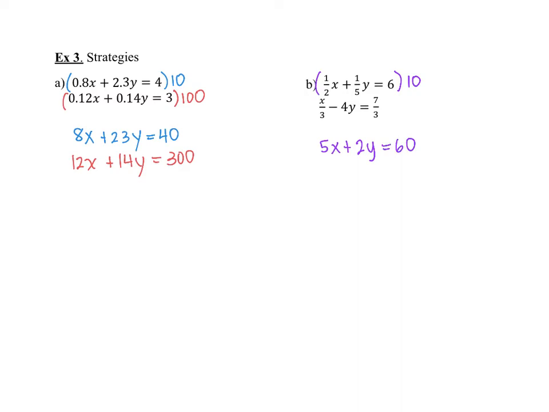And then for the second equation, let's see, x over 3 minus 4y equals 7/3. I'll multiply everything by 3. And I get x minus 12y equals 21. Okay, and then from here you could choose to solve this. You might use elimination. Substitution could be good here because of that x. I could add the 12y and then use substitution.